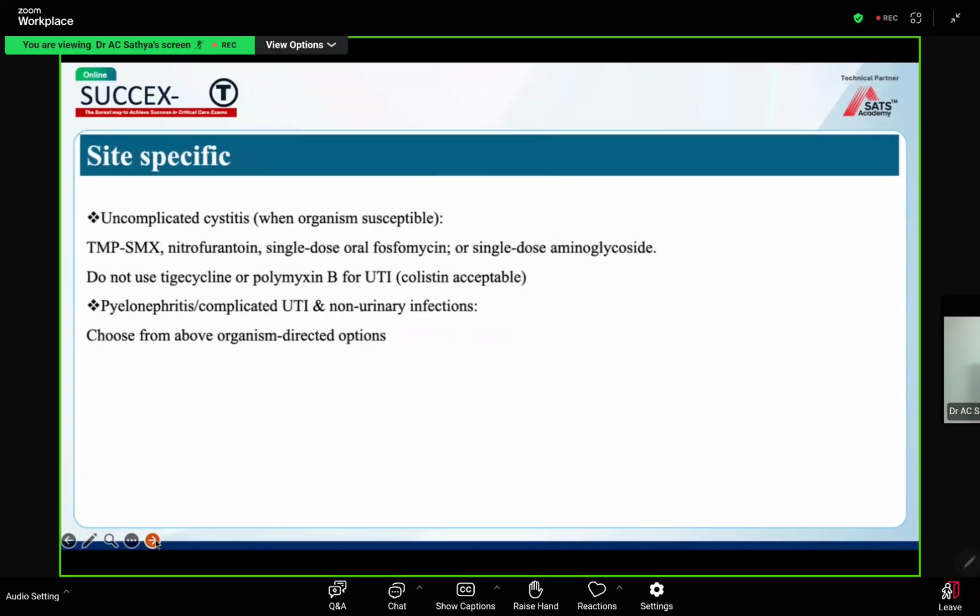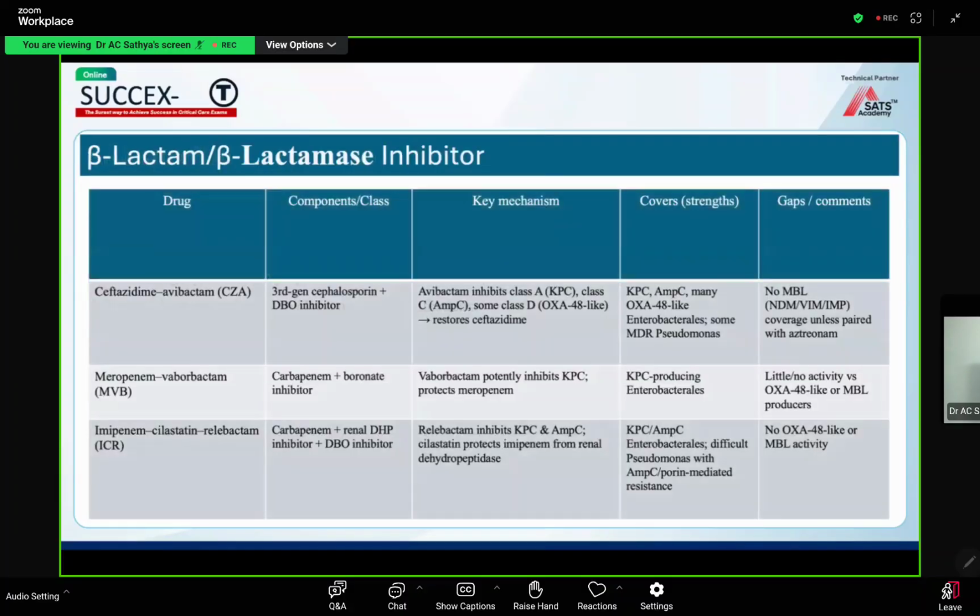Site-specific, for uncomplicated cystitis, we can always use Septran, nitrofurantoin, a single oral dose of fosfomycin, or a single dose of aminoglycoside. Do not use tigecycline or polymyxin for a UTI. If it's a pyelonephritis or complicated UTI, you can always choose from the choices told above.